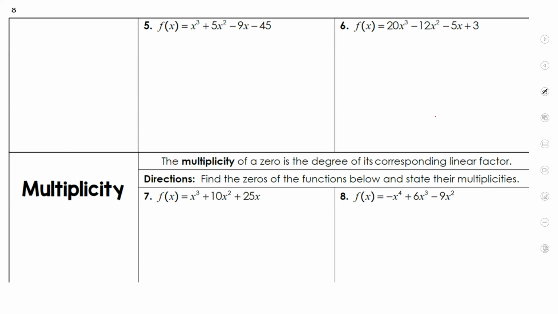Okay, now we're going to talk about multiplicity. The multiplicity of a 0 is the degree of its corresponding linear factor. Okay, so let's break down what that means. It's the degree of its corresponding linear factor. Let's just go back to an example here.